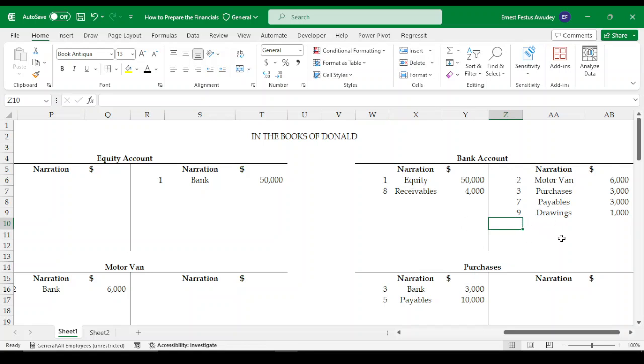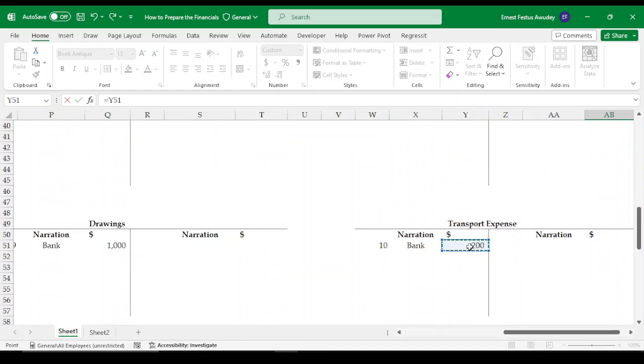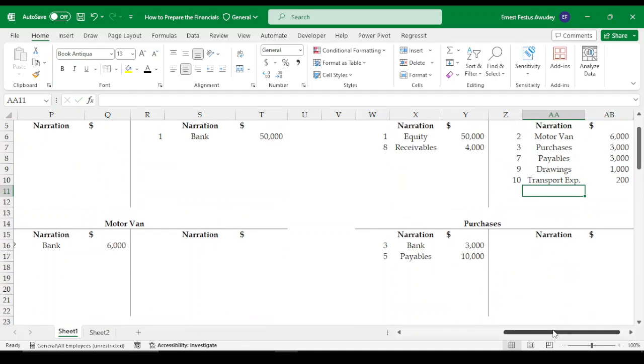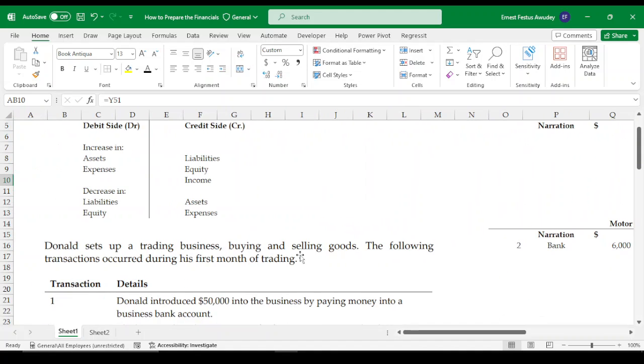Our bank account has reduced, therefore it is going to be credited. So I'll have transport right there. Sorry. So you have transport, and let me add EXP, just EXP there, and the amount can be referenced from the transport expenses account here as 200. All right, so that is it. I hope you understood that one too.